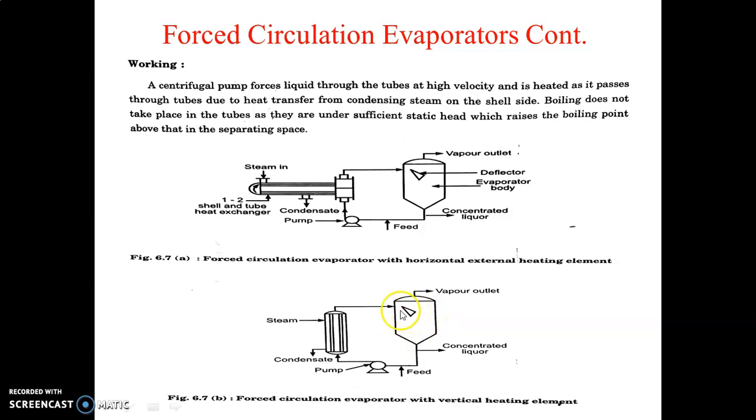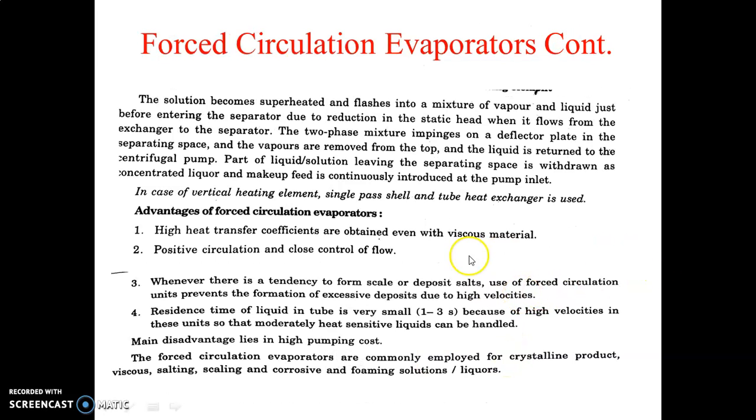So this is the deflector. The deflector is nothing but just a metal plate that separates the vapor and liquid. The concentrated liquid is taken out from here and the remaining part is recycled. So this is the working of both evaporators.